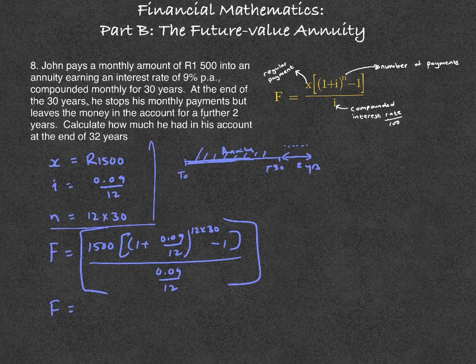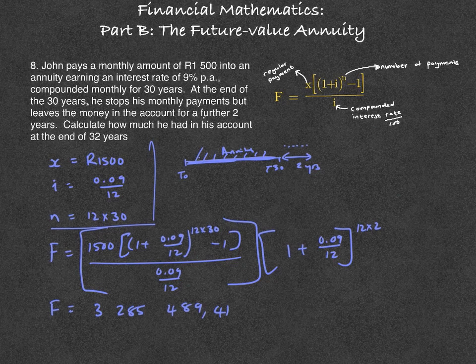Now, after that, that money is going to grow compoundedly for 2 years. So it's going to grow at that 9%, 0.09, 9% compounded monthly for how long? For 2 years, so 12 times 2, right? And then you just type that all in your calculator, and then you get 3,285,489 rand and 41 cents. Okay.